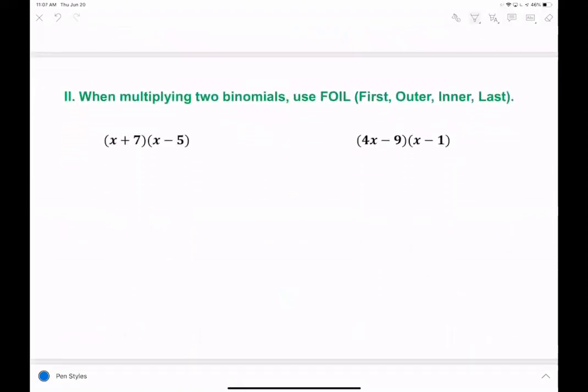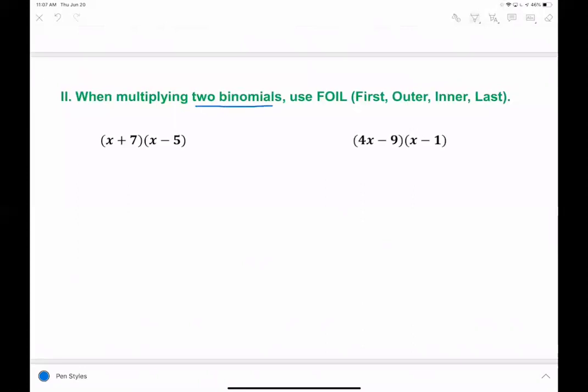This next group is multiplying two binomials. In this case, it's a binomial times a binomial, and we're going to use a special saying called FOIL, which means first, outer, inner, last. All FOIL is, is the distributive property. When we say multiplying, we're going to say x times x. If you're distributing, think x times x.